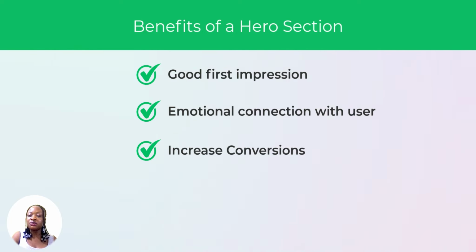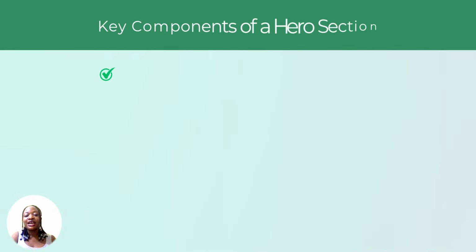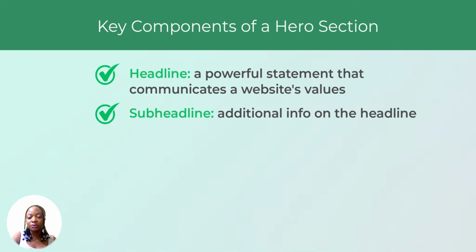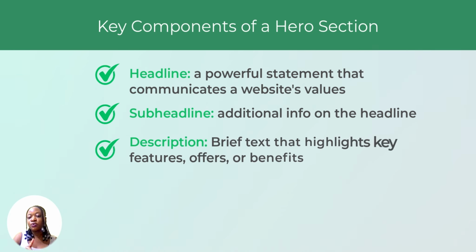Now that we understand what the hero section is and the benefits of using a hero section, what exactly are the key components of a hero section? Every hero section should contain a concise and powerful statement that communicates exactly what you're trying to sell. It could be the values or the purpose of the website. The second thing is the sub-headline, which usually is also short and supports the main heading. The third thing is going to be the description, which is more detailed and expatiates on what you're trying to sell using that hero section.